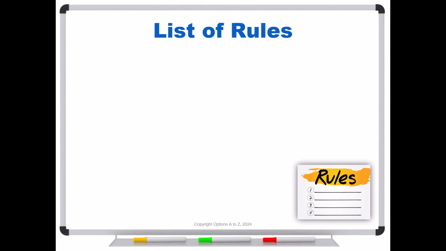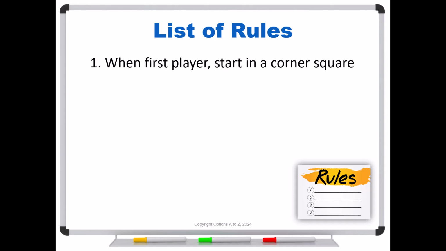Typically in tic-tac-toe, if you're going to play, you go first, I go second, you go next, I go next. We're just going to alternate. And so here's the list of rules that are going to guarantee that you come out a winner. When you are the first player, you're going to start in a corner square, and that's going to guarantee a win most of the time.